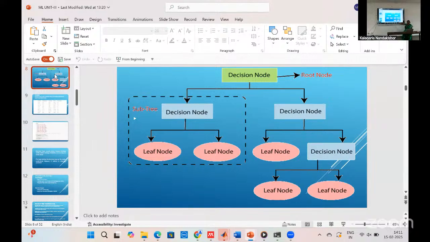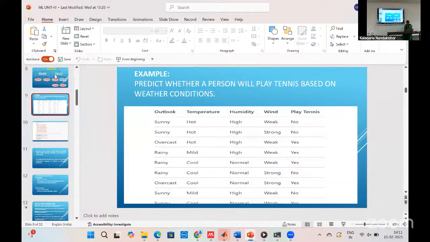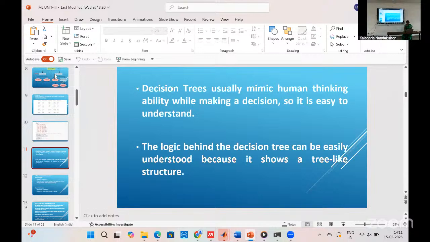Have you understood what is root node, child node, parent node, leaf nodes? Understood or not? Yes or no? If no, I will complete this slide in 2 minutes. Yes or no? Write down these points.